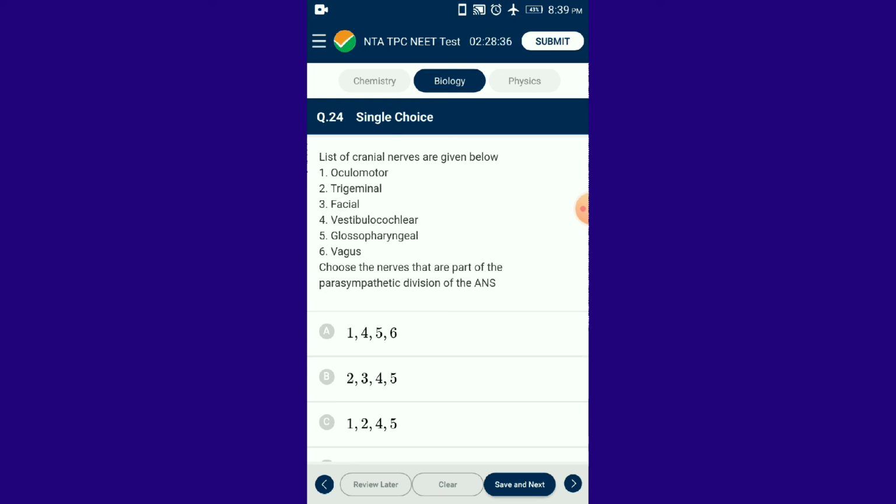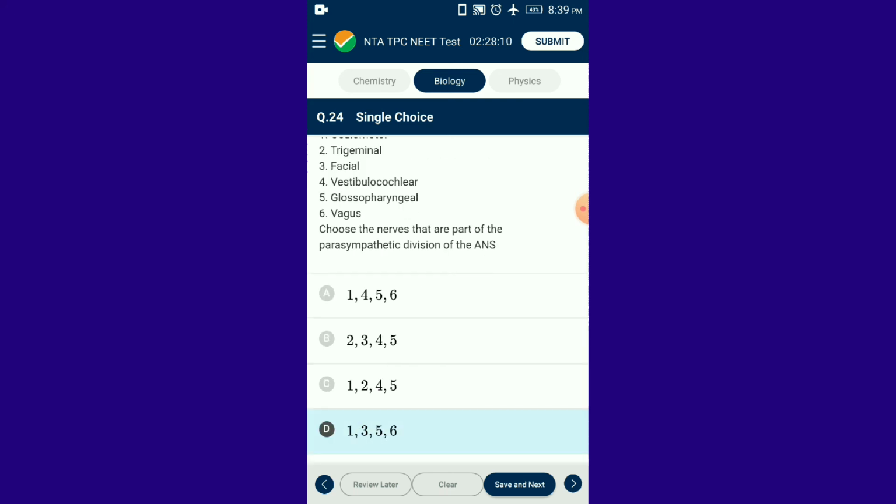It includes 1, 3, 5, 6. Answer is option D. Try to remember oculomotor, facial, glossopharyngeal, and vagus nerves are the part of parasympathetic division of ANS.